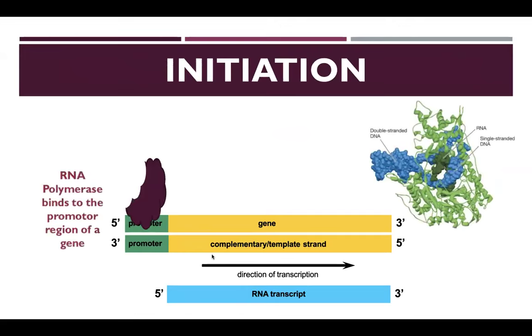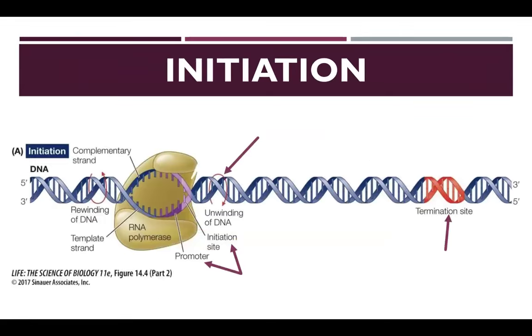So for initiation, RNA polymerase binds to the promoter region of a gene. As you see here, RNA polymerase binds to the promoter region of a gene. After it binds to the promoter region of the gene, it unwinds the DNA. So it's unwinding the DNA at each initiation site.